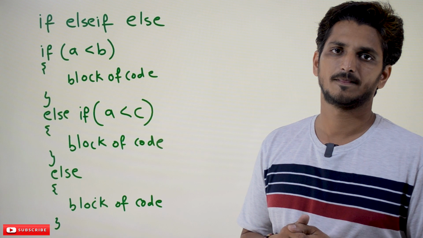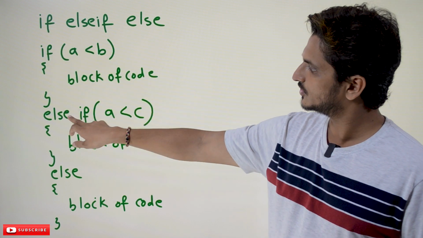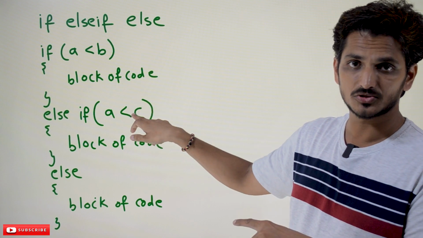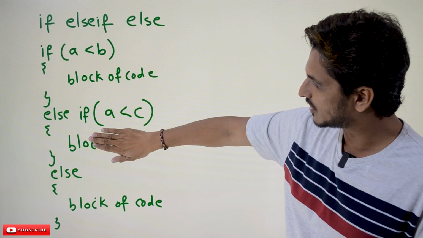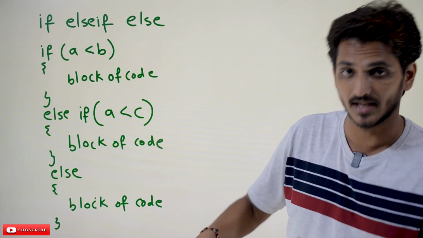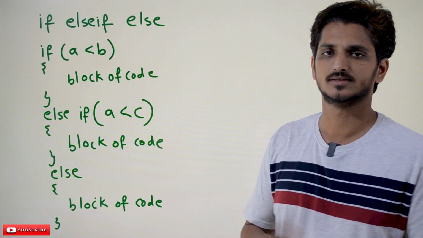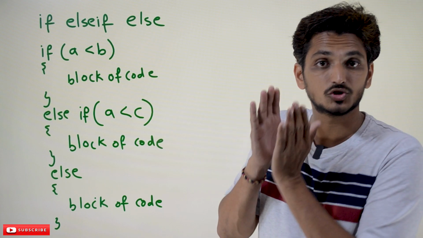If this condition is false, then it is going to check the next if condition. If that condition is true, it will execute this block of code and stop here. It is not going to check the remaining else if and else conditions. Wherever a condition is true, it is going to stop there.